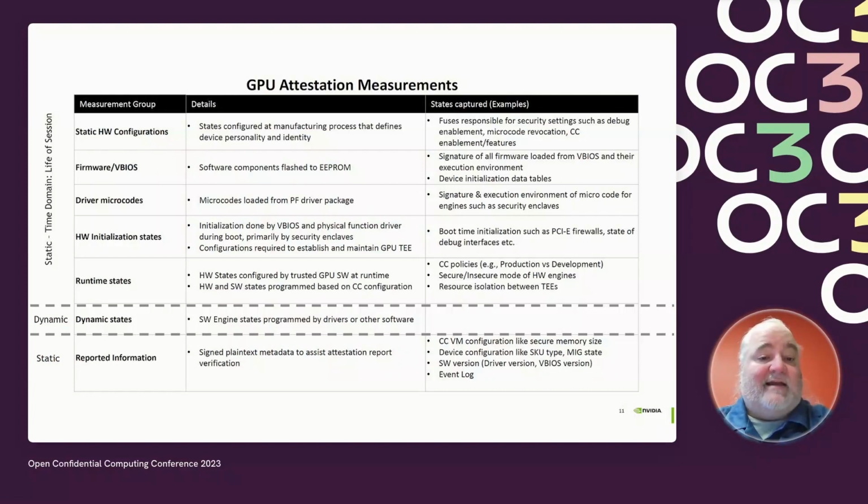The last piece of static data we have is what we call other reported information. This is kind of a catch-all category. And it's plain text, so it's not hashed or anything like that. It's just information that is captured, and this assists the various attestation report verifications.